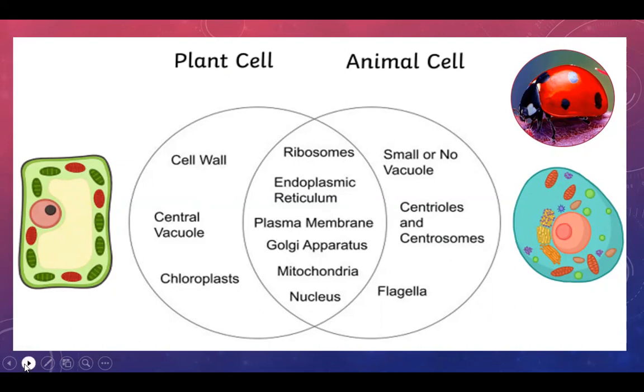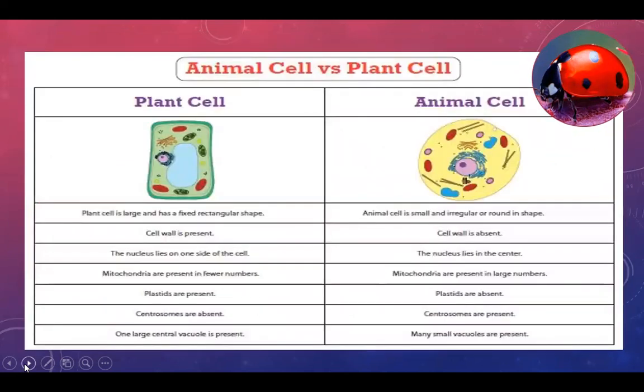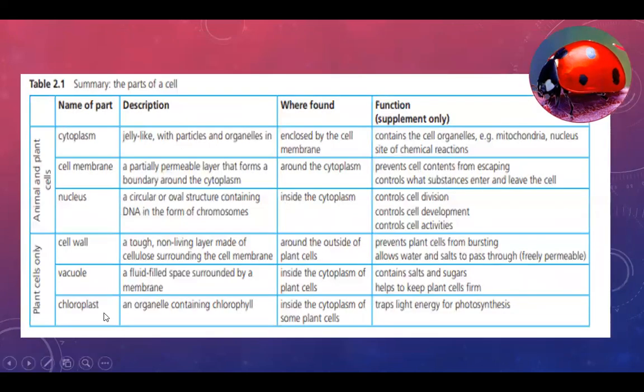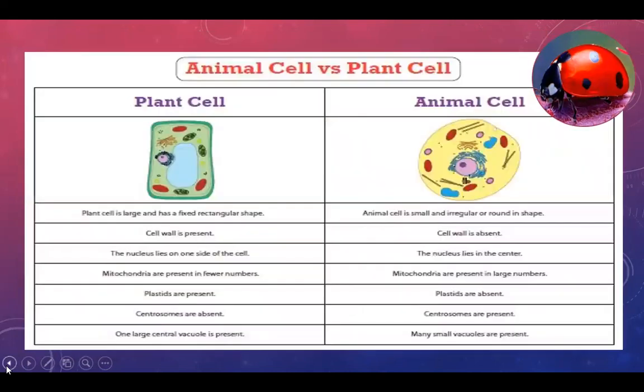Okay, so this is the Venn diagram you need to understand. Let's just quickly go through it as we've discussed all the pointers already, so we can move fast. Plant cells have a fixed rectangular shape because of the cell wall. The animal cells are comparatively smaller and they are irregular or somewhat round in shape. Cell wall is present in plant cells. Cell wall is absent in animal cells. The nucleus is present on one side in the plant cell as compared to the nucleus of the animal cell, which is in the center.